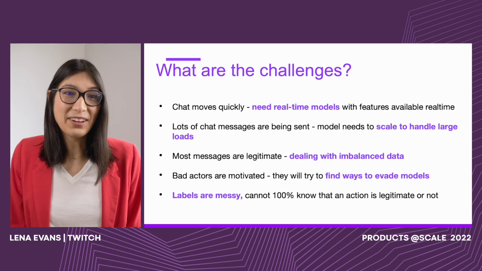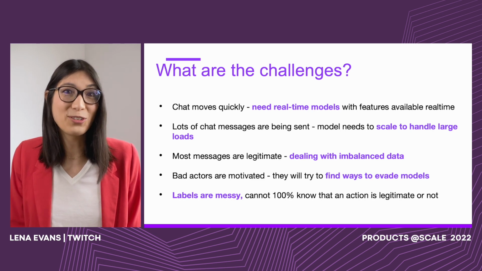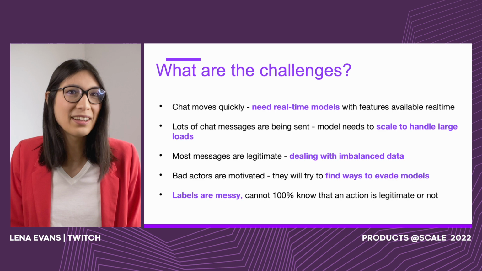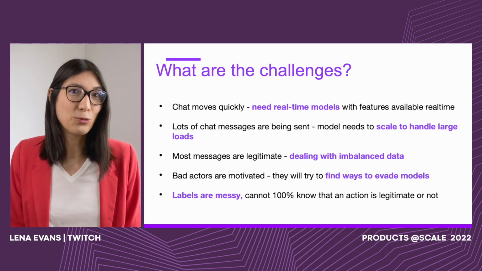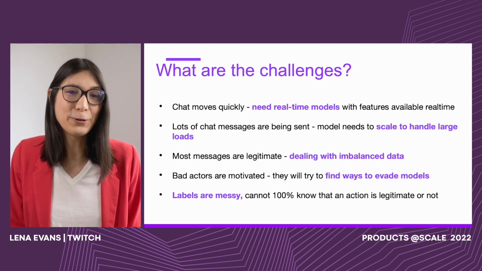Another side of this is there's a lot of chat messages being sent. The model needs to scale to handle large loads. Not only does it need to go fast, but it needs to handle large loads. Like I said, there's 31 million people watching every day. A lot of those people are chatting, and we need to make sure our systems can handle that load.